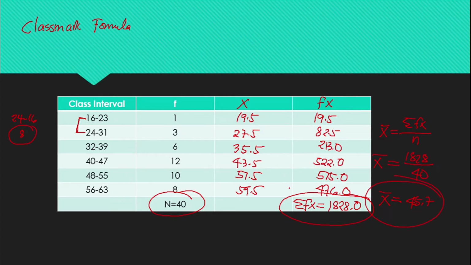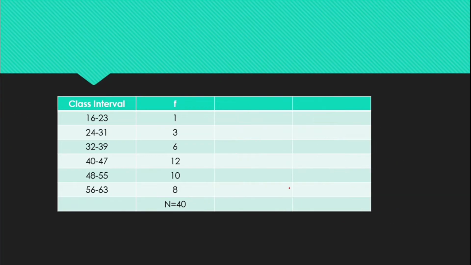So the interpretation for this one is that this indicates that the mean score in mathematics of the group of 40 students is 45.7. So this is how we're going to interpret using the mean. So this is the way, the first step, the first formula, which is the class mark formula. So let's proceed now with the coded formula. Okay, the coded formula.